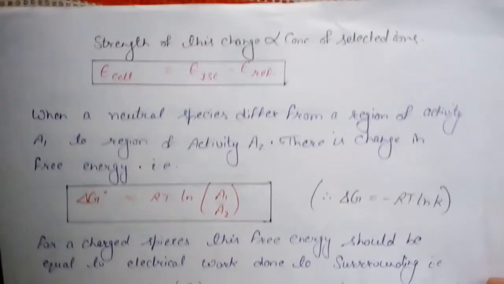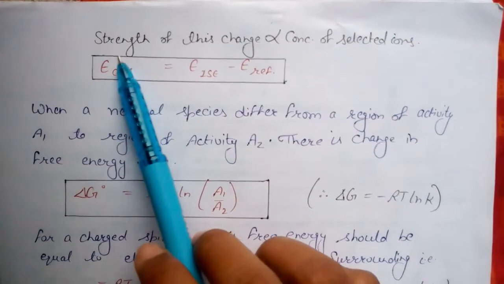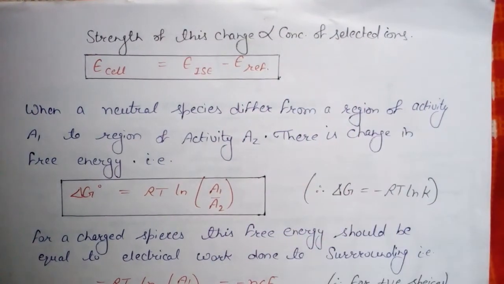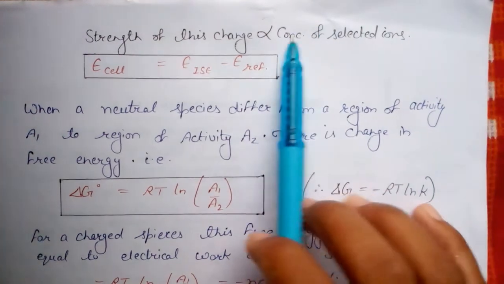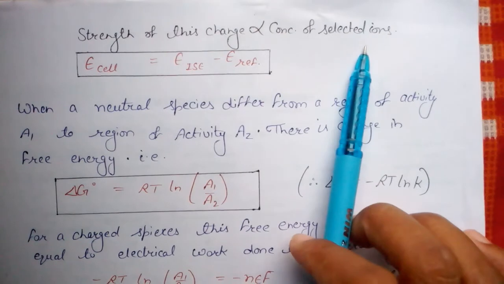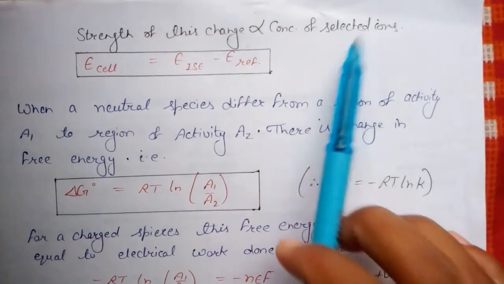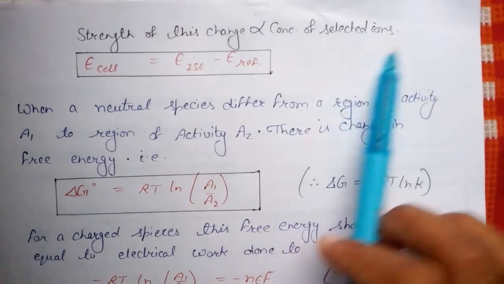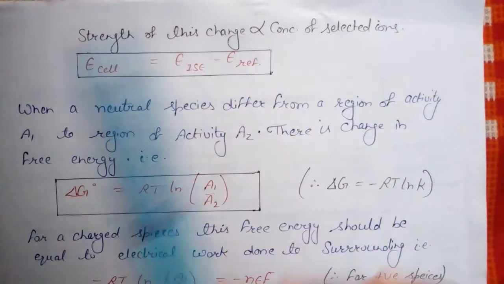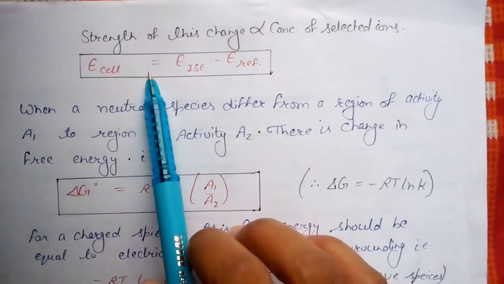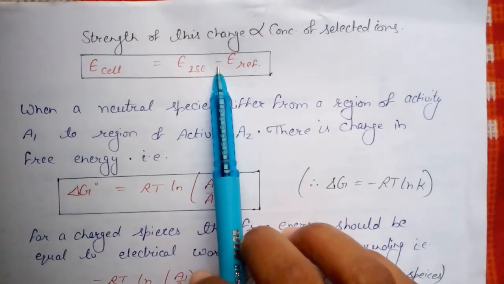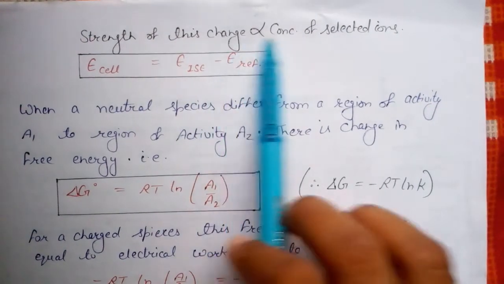From here we can conclude the strength. So the strength of this change is directly proportional to the concentration of selected ions. It means the strength of our cell will depend upon the selected ions. So this is the ion selective electrode. So the selected ion will be responsible for the concentration, for the strength, right? So E cell is equal to E of ISE, it means ion selective electrode, minus E of reference, it means the reference electrode used.